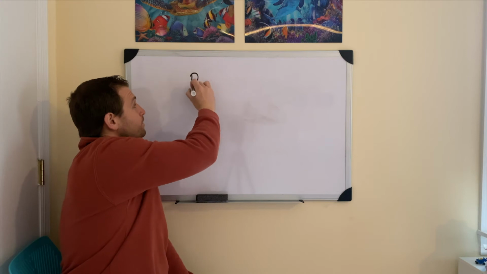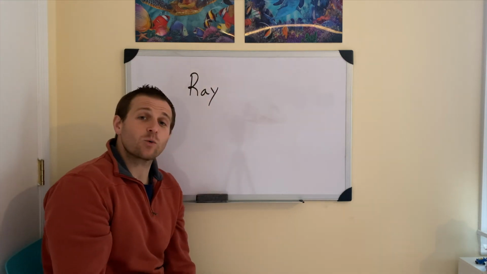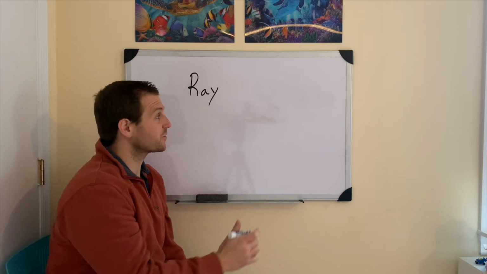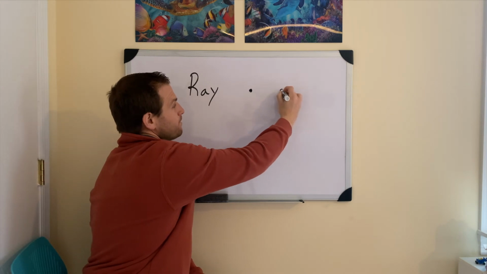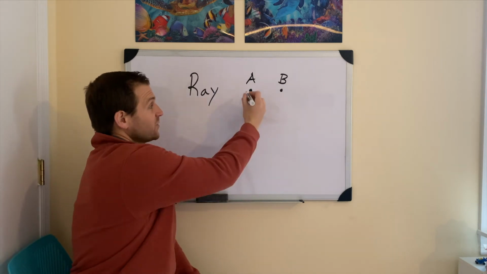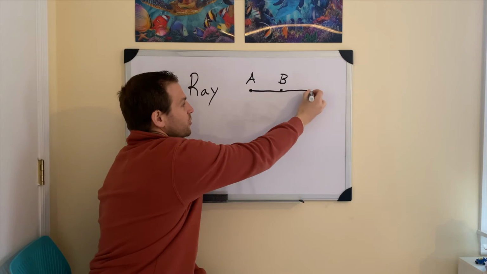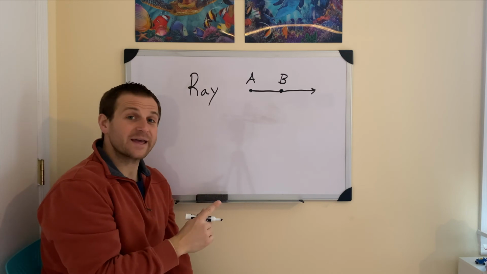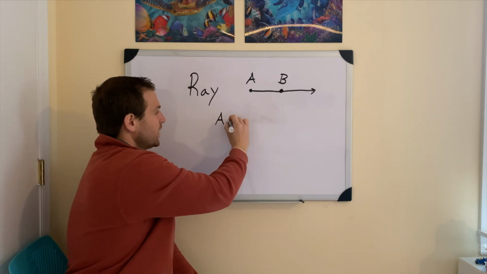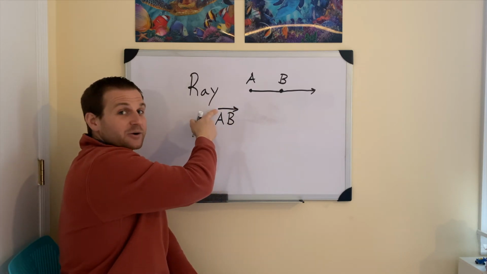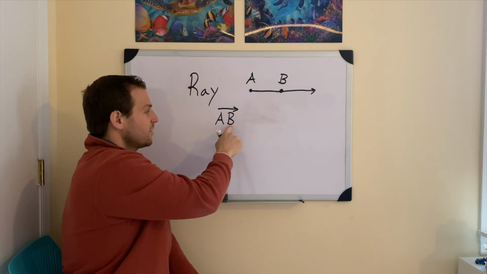The next one we're going to talk about is a ray. A ray has a definite start point, but continues on infinitely in one direction. So for example, if we take it back to our points A and B, then a ray can start at point A, continue through B infinitely in that direction. So that would be ray AB. And we would notate it as such, no open arrow here, but it continues on infinitely through point B.